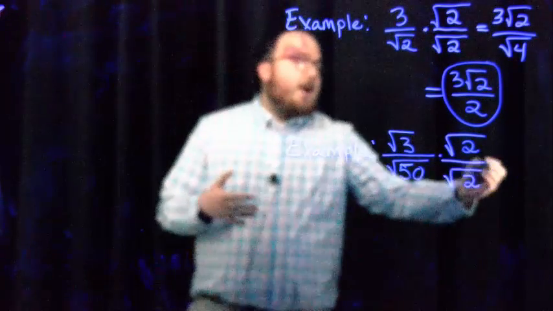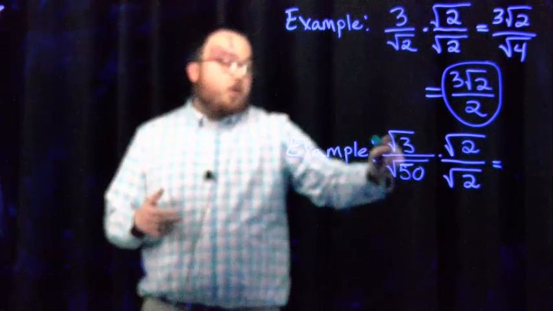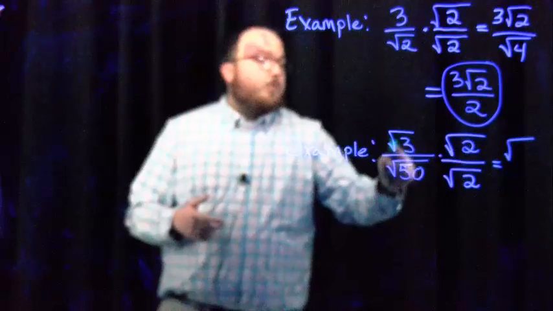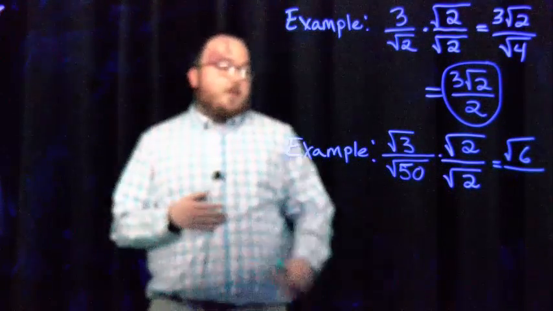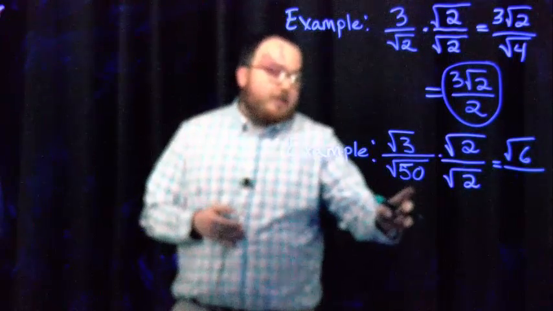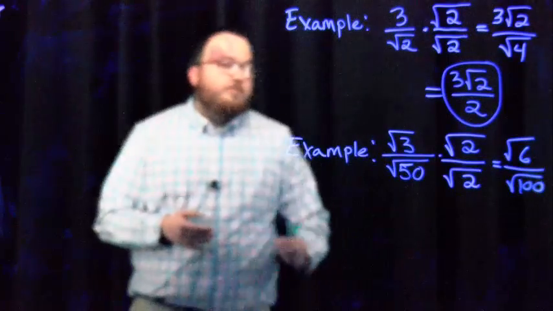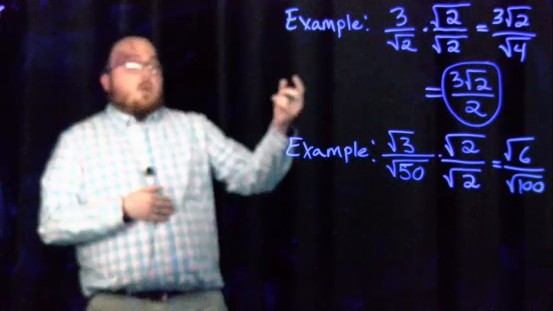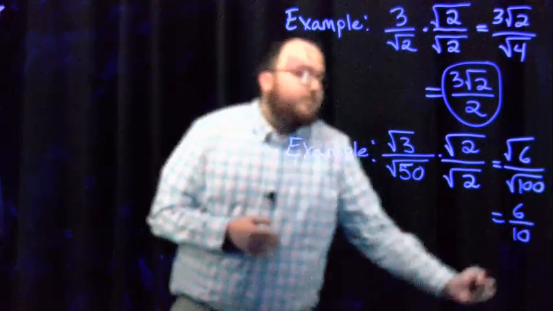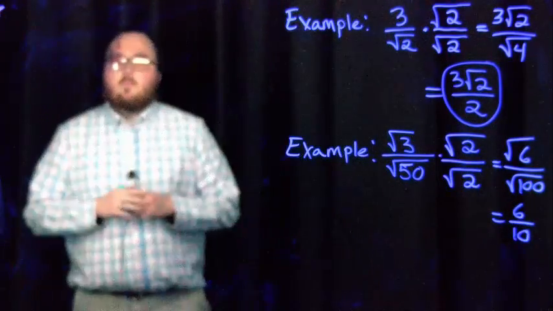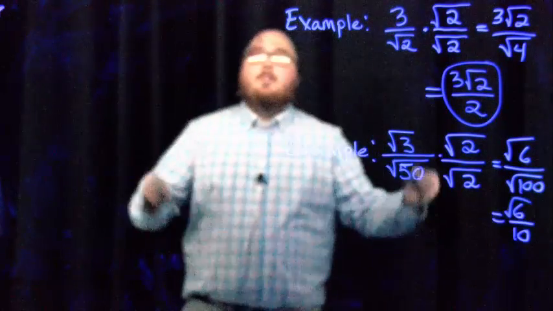Because on top I would now have, since they are both inside of the square root, the square root of 3 times 2, that's 6. And then if I do 50 times 2, square root of 100. If I work this out down here, we realize we get the square root of 6 divided by 10.